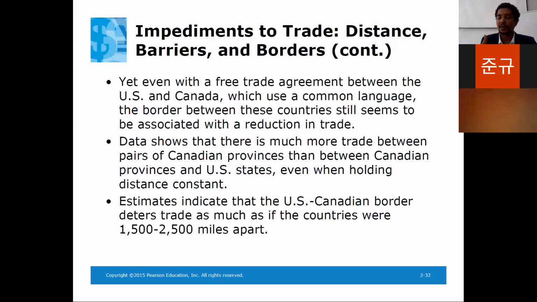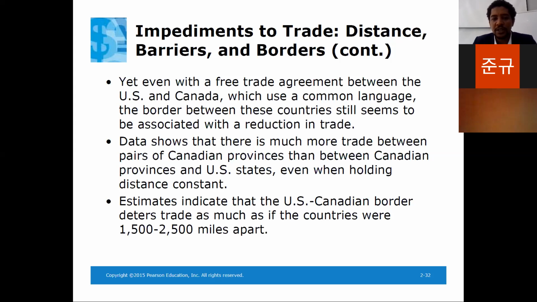If you compare trade within the US, for example, Texas with California or another state, it is higher compared to trade between Texas and a state in Canada. Even though Texas is very close to one of the Canadian provinces and very far from another state in the US, the distance doesn't contribute to a higher volume of trade because of the border. So some border limitations are also factors that impede international trade.